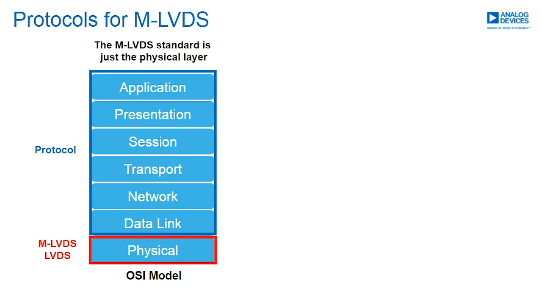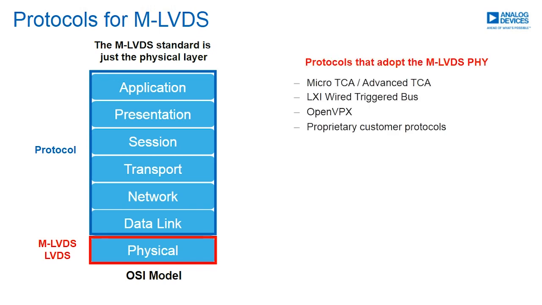There are several communication protocols which either have support for or options for the M-LVDS physical layer. MicroTCA and AdvancedTCA are backplane communication protocols for use in industrial PCs. The wired trigger bus within the LXI specification for instrumentation utilizes the M-LVDS physical layer. OpenVPX is a framework for communication between modules, backplanes, and chassis which has support for M-LVDS. However, the majority of M-LVDS use cases that we see are proprietary protocols developed by the end customers. These can be tailored to a specific use case and may be closed source for many reasons.